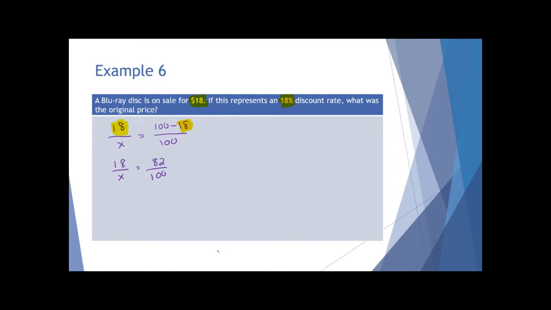So now I'm going to multiply my diagonals. 18 times 100 is one diagonal, and then x times 82. So 18 times 100 is 1800 equals 82x. And so now we're going to divide both sides by 82 because I just want x. And I'm going to round this to 2 decimal places because this is a price. So it's 21.95 equals x.